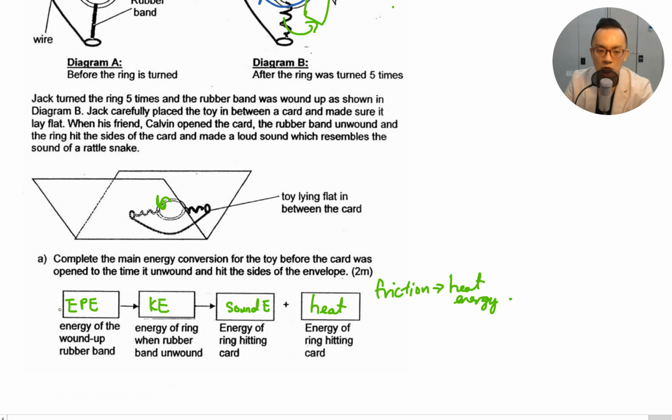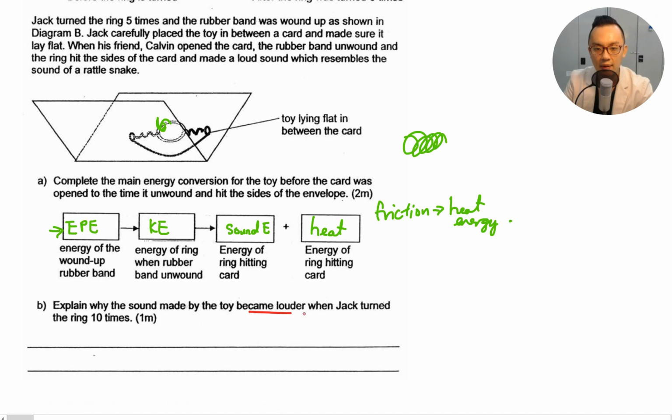So just to go through again, elastic potential energy of the wound up rubber band will change into kinetic energy of the ring when the rubber band unwinds, because it will start turning very fast. So that's kinetic energy, and then it will hit the card and produce sound and heat energy, because there will always be friction, and friction causes heat.